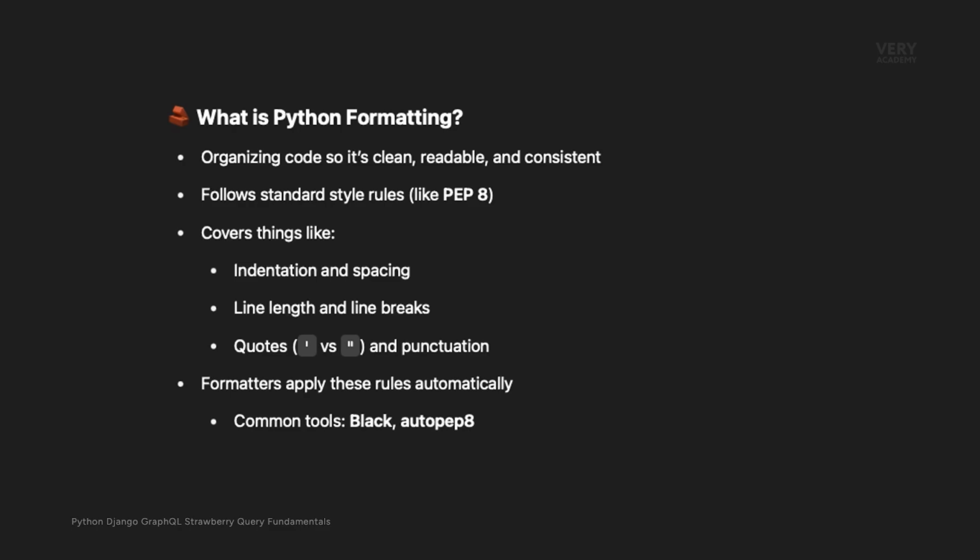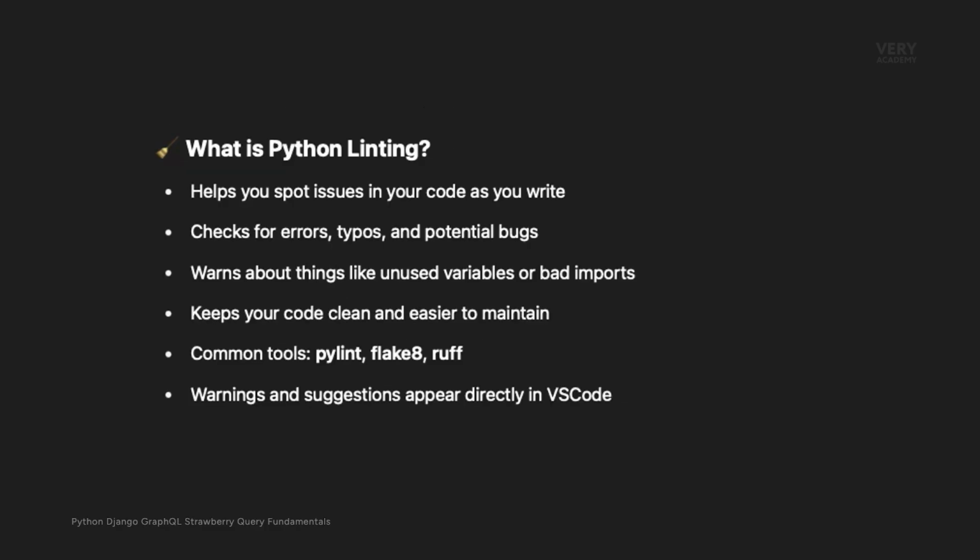Now, two of the most popular formatting tools in Python are probably going to be Black and Autopep8. However, in this course, we're going to use Ruff. We'll take a look at Ruff shortly, but first let's discuss what is Python linting.